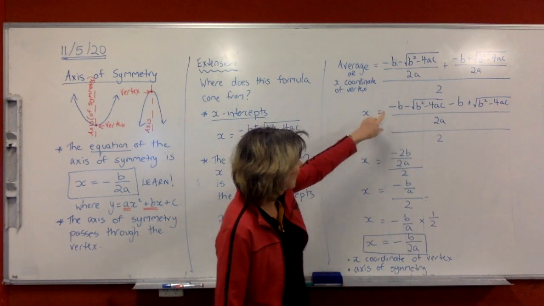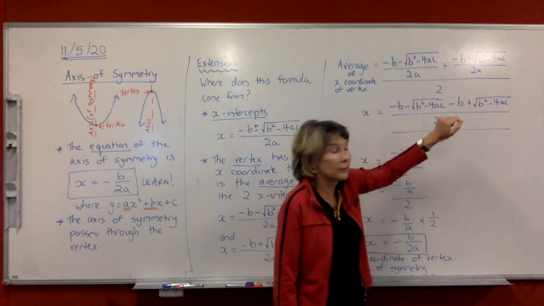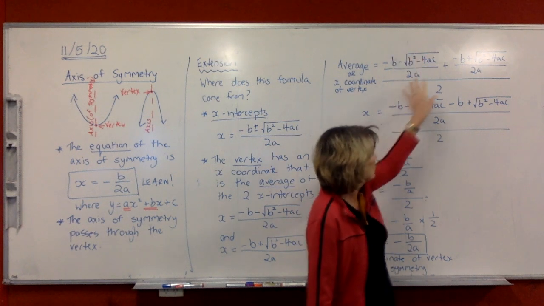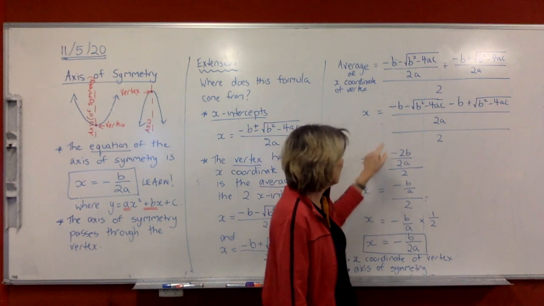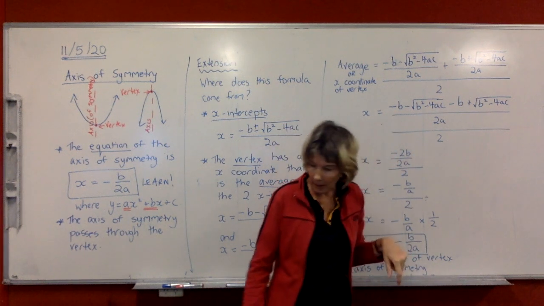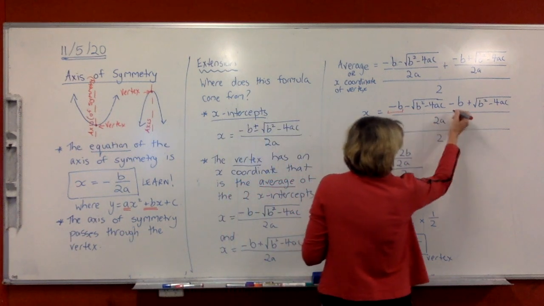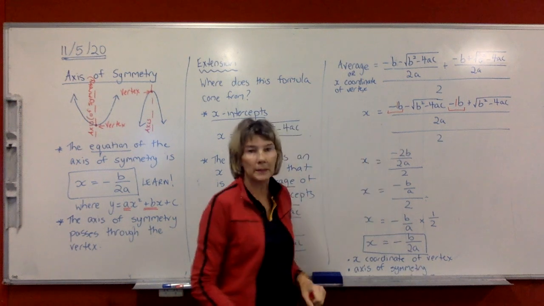So if we keep going, these have got a common denominator of 2a up there on the top, so I'm going to keep that common denominator and just put the top two things together. Now we're going to collect like terms. Minus b minus b. Minus 1b minus 1b is minus 2b.